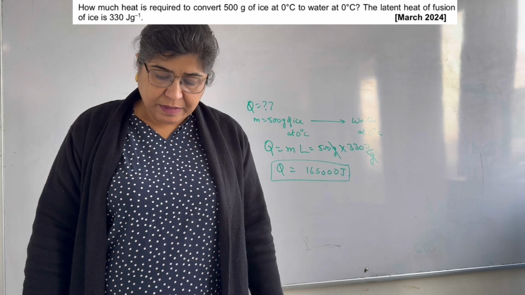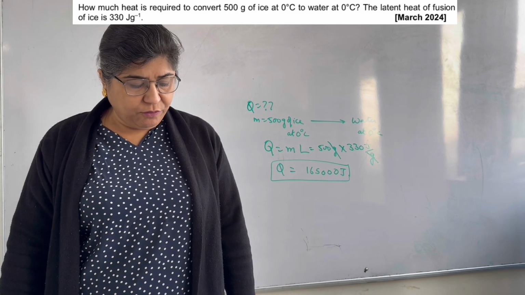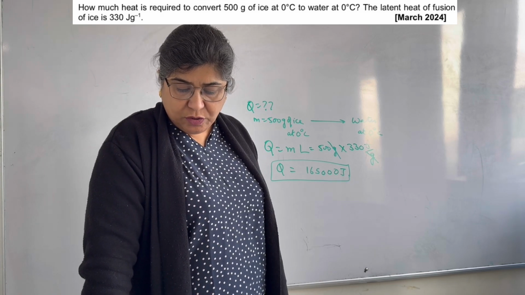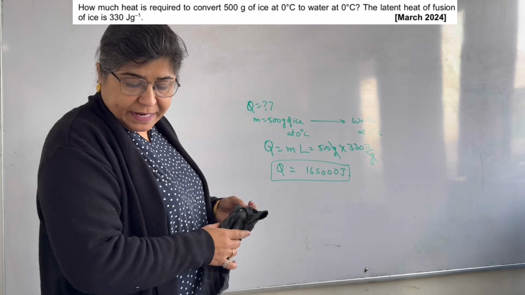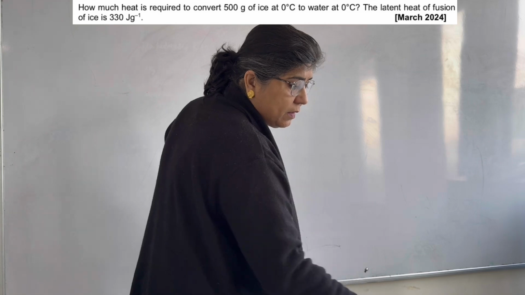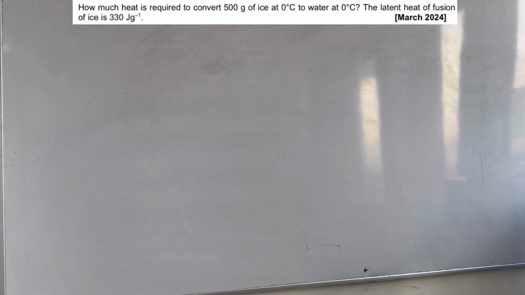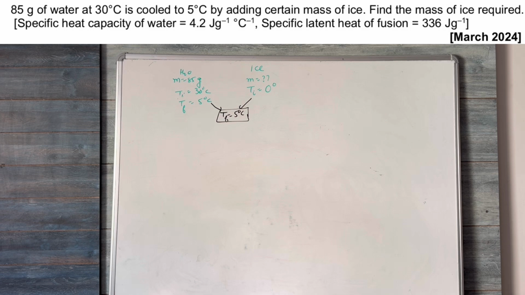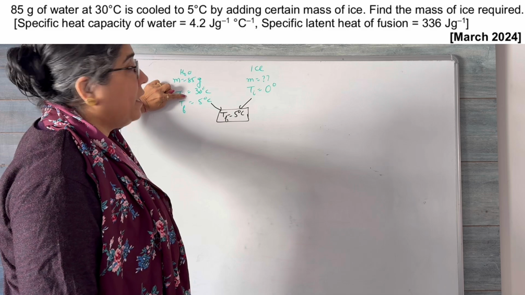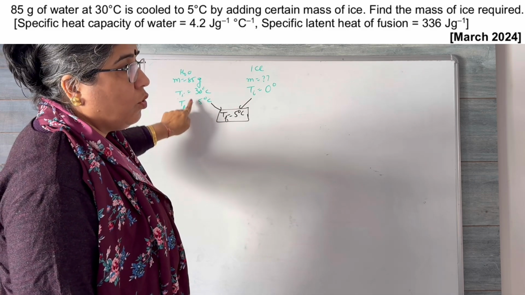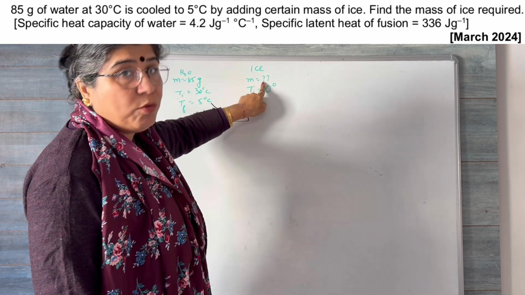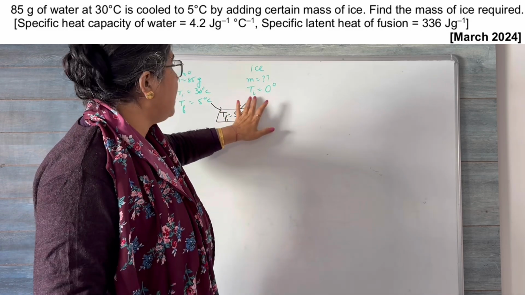Getting it? Another one in March 2024 was: 85 grams of water at 30 degree is cooled to 5 degree by adding a certain mass of ice. This is the next question. It is given 85 grams of water at 30 degree, so initial temperature 30, cooled to 5 degree. Ice, unknown mass, you have to find this. When no temperature is given, ice is at 0 degree.